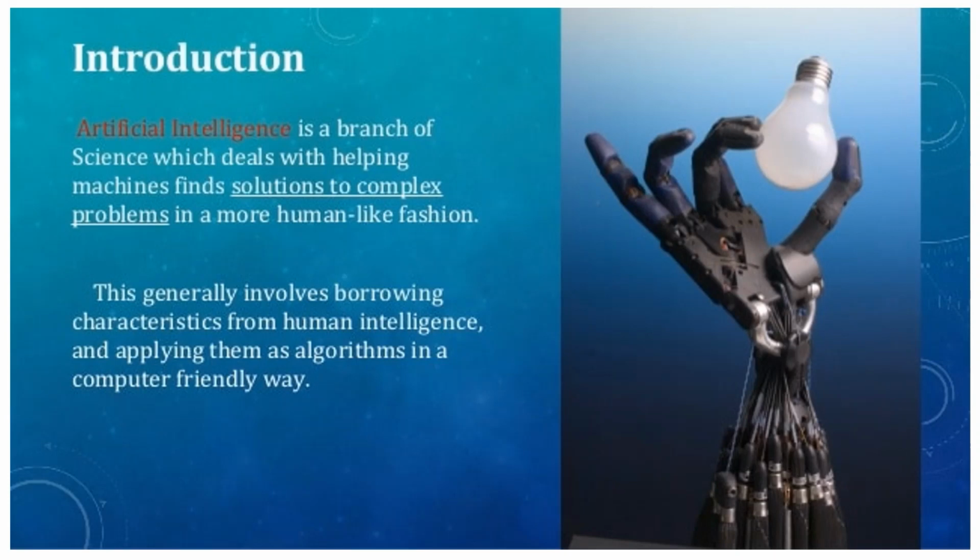trained to do that. This generally involves borrowing characteristics from human intelligence and applying them as algorithms in a computer-friendly way. So they just borrow characteristics from human intelligence. We give them information and they borrow those characteristics from us because we gave them information, no? And they apply them as algorithms in a computer-friendly way, and they find solutions to those problems in a computer-friendly way.